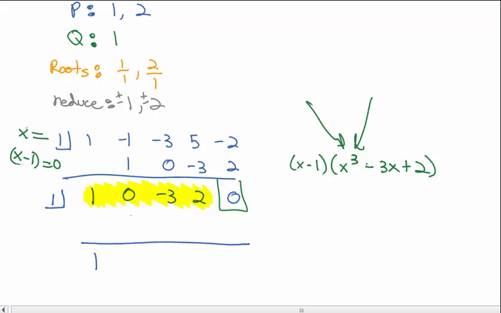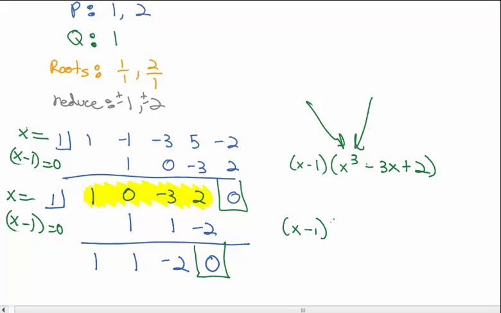So bring down the 1. 1 times 1 is 1. Plus 0 is 1. Times 1 is 1. Minus 3 is negative 2. Times 1 is negative 2. Comes out to a 0. Notice the 1 worked again. That means x equals 1 is another solution. So if we subtract 1, x minus 1 is another factor. So we have the original x minus 1, our new x minus 1, and what's left is 1x squared plus 1x minus 2, pulling that from the bottom row.